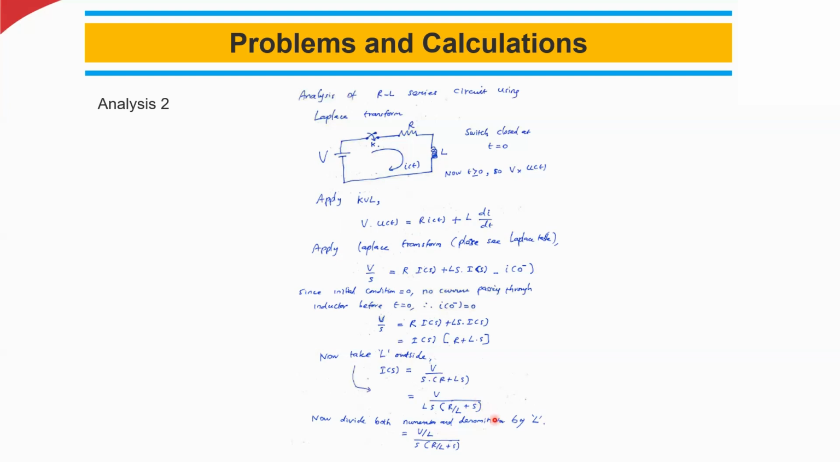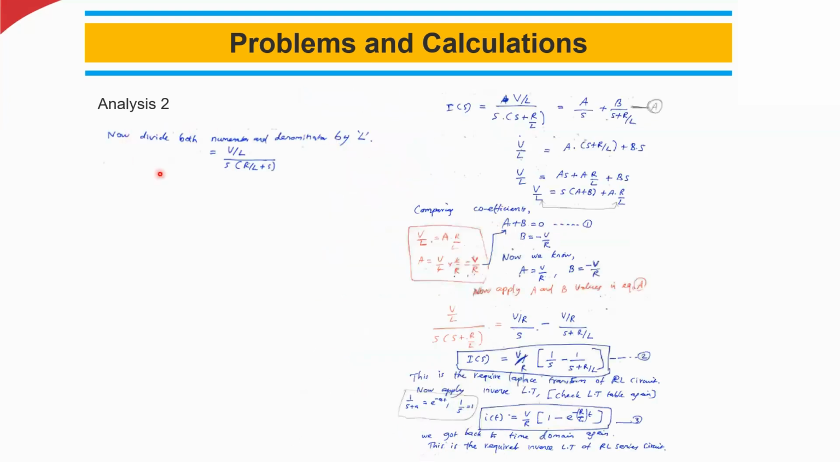Now I have to divide both numerator and denominator by L. So V divided by L, and in the denominator I also divide by L, so this L will be gone: S times (R divided by L plus S). I always have to do this to simplify the equation, and only then can I apply the inverse Laplace transform. So this is the equation I have.